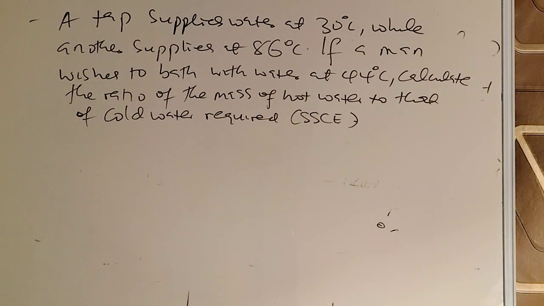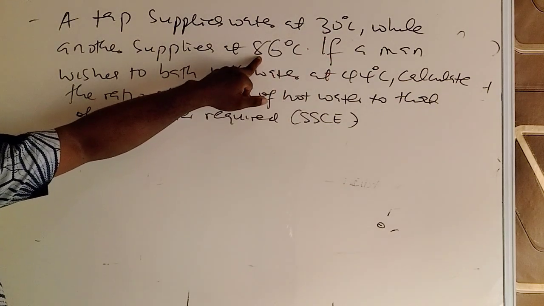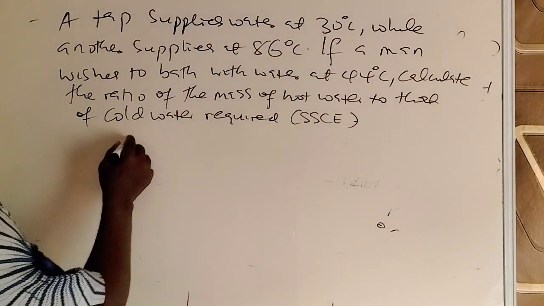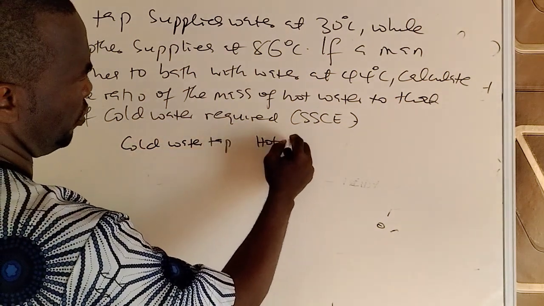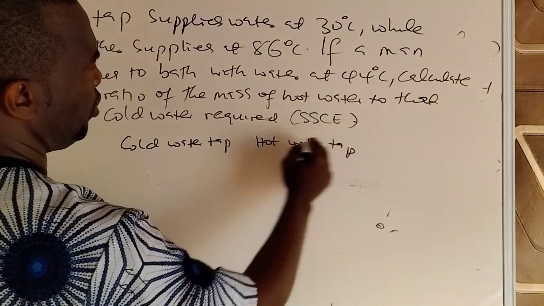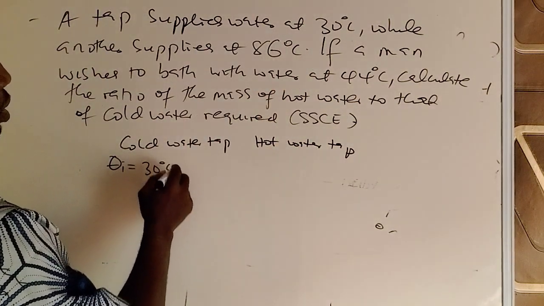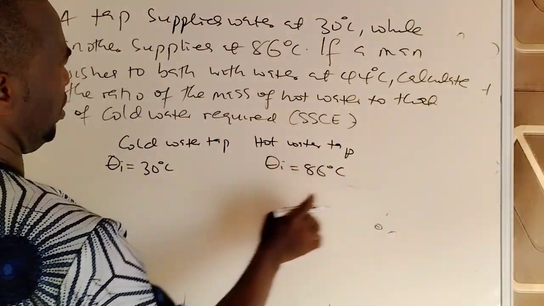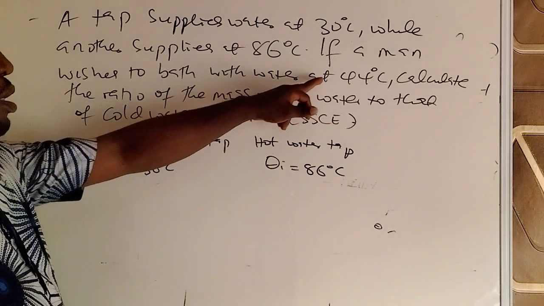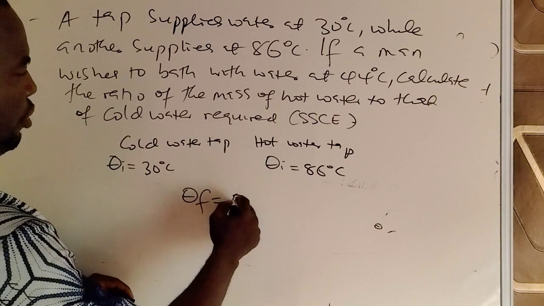A tap supplies water at 30 degrees Celsius. So let's assume that the one at 30 is the cold water, and 86 is the hot water. So the cold water tap and then the hot water tap. The initial temperature of the cold water is 30, and the initial temperature of the hot water is 86. And then a man wishes to bathe with water at 44. So that means 44 represents our final temperature.